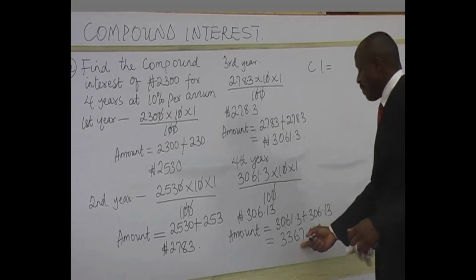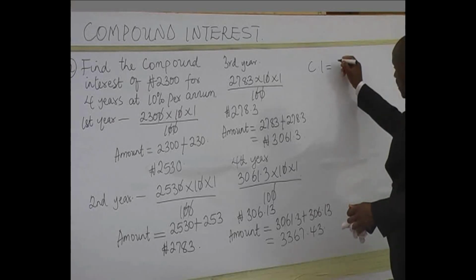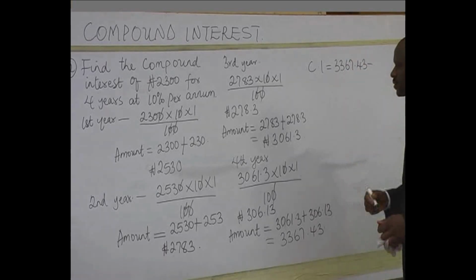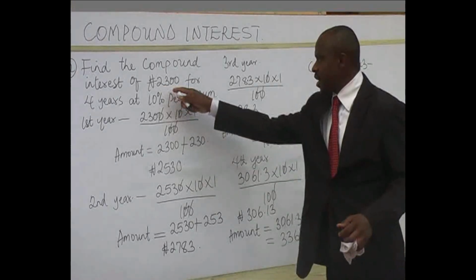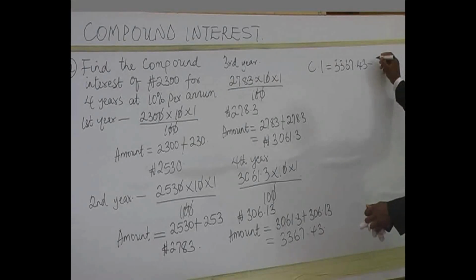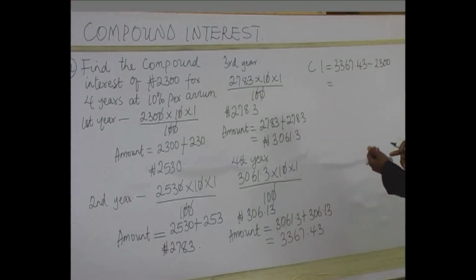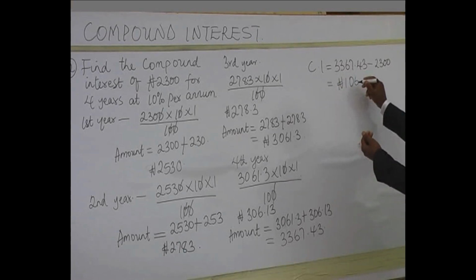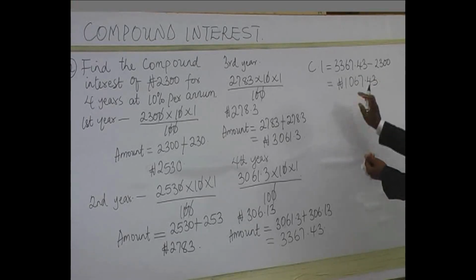Now the compound interest will be equal to this amount for the last year, which is the fourth year, 3,367.43, now minus 2,300, which is supposed to be the amount that was invested from the first year. Whatever you have is the compound interest. 3,367.43 minus 2,300 is giving us 1,067.43. So this is the compound interest.